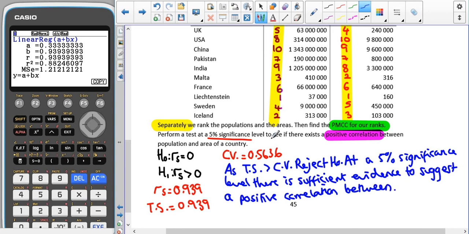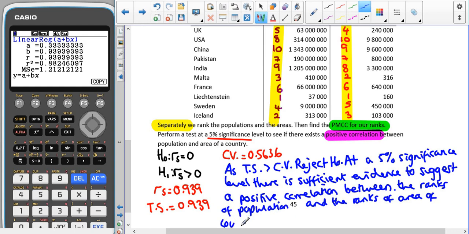and we need to be careful here because when we had a look at our correlation, we didn't actually look at a correlation between the population and the area. We had a look if there was a correlation between the ranks. So we have to make that clear in our conclusion. So it's going to be between the ranks of population and the ranks of area of countries.